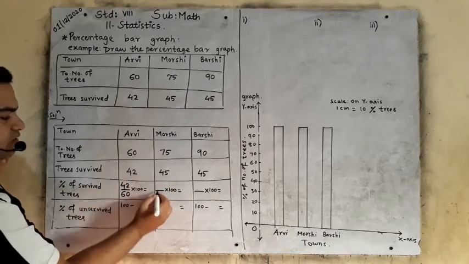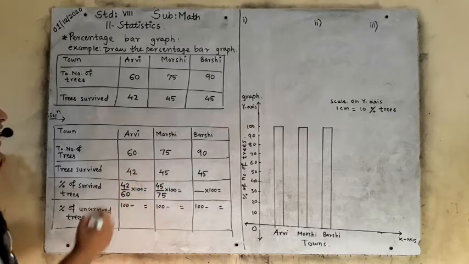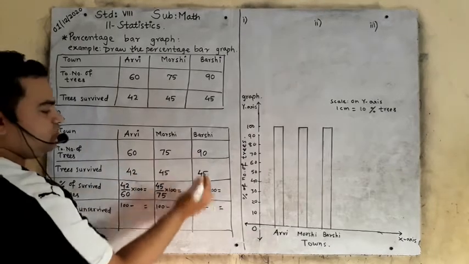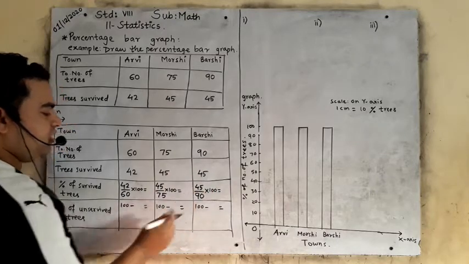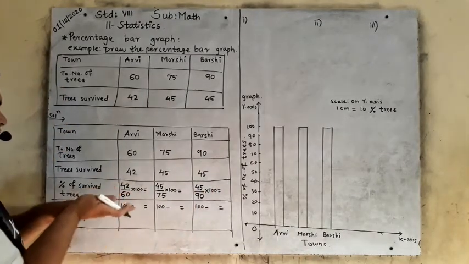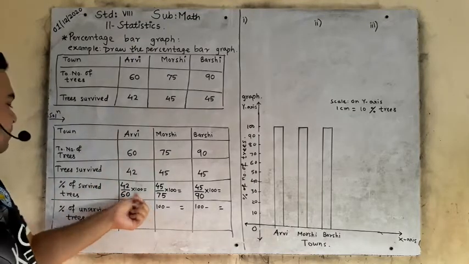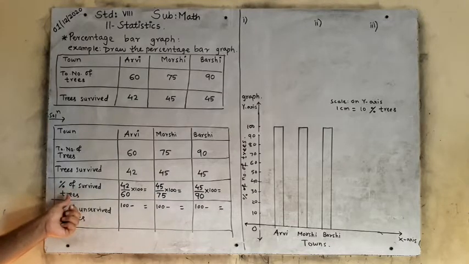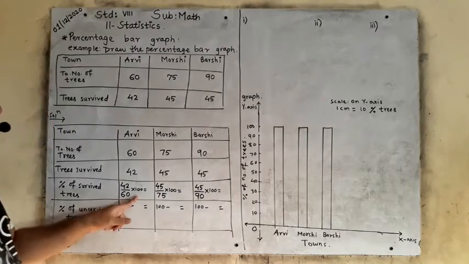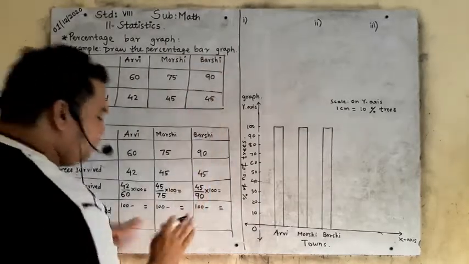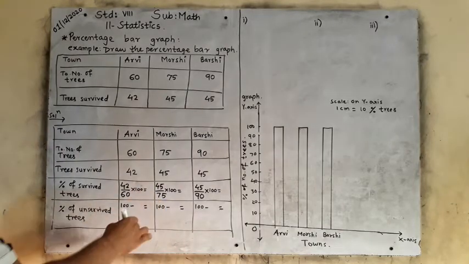See, total you will write below, 75, and from that 75 how many trees survived? 45. The total trees 90, and how many trees survived? 45. So the total you write down and the mentioned number you write above, the numerator. But here you have to find the percentage of survived trees. How many trees are still alive? So you will find the percentage below the table, and then write here how much percentage you got.